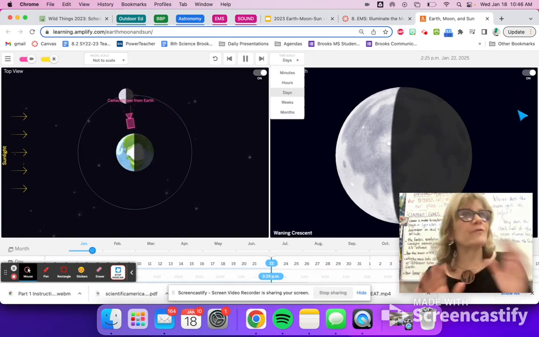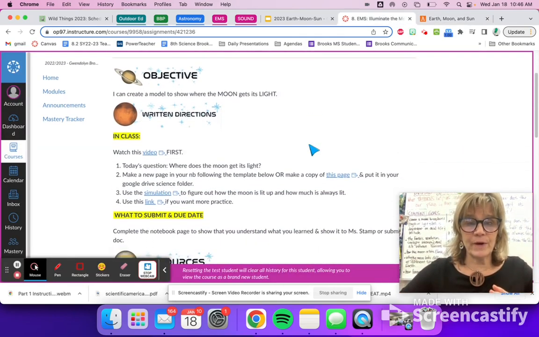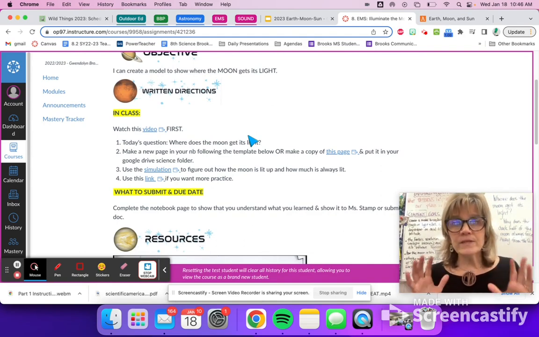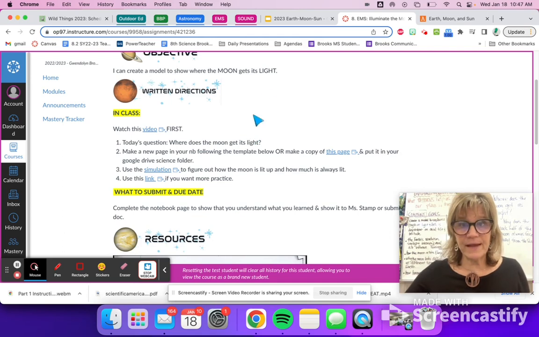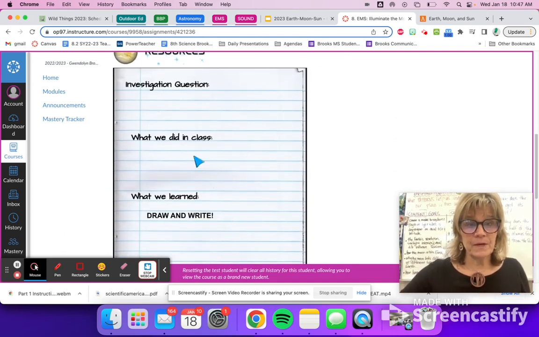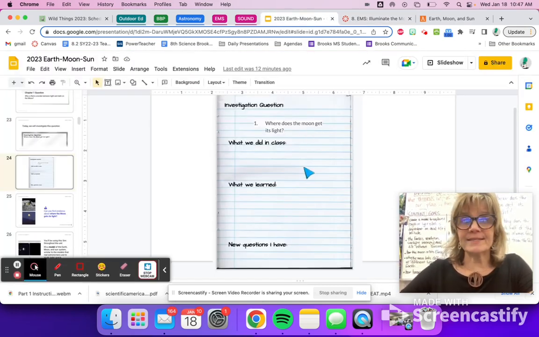So play with this for a few minutes, remembering always that our question is, where does the moon get its light? Once you've figured out from this simulation where the moon gets its light, you go back to your template. Your investigation question, sorry, here it is. Where does the moon get its light?